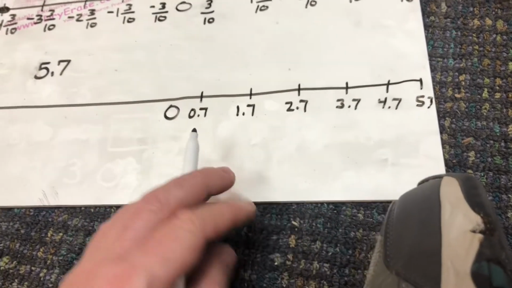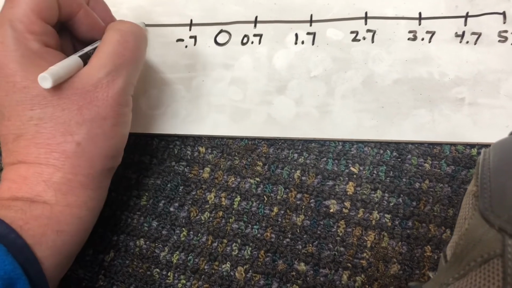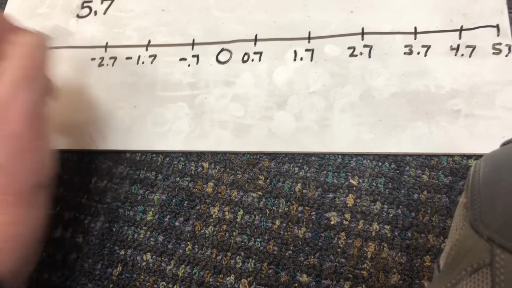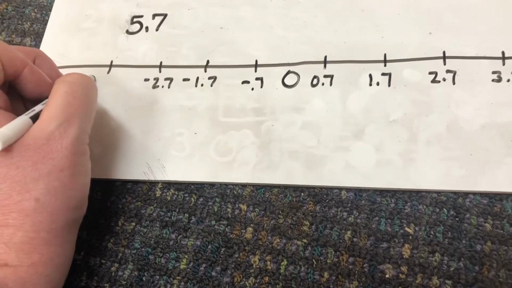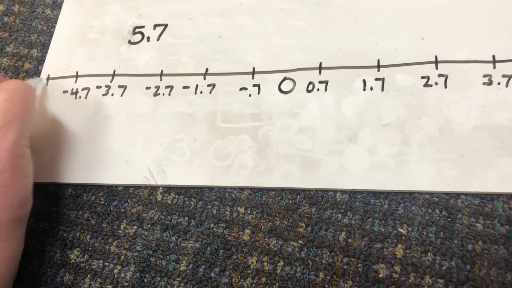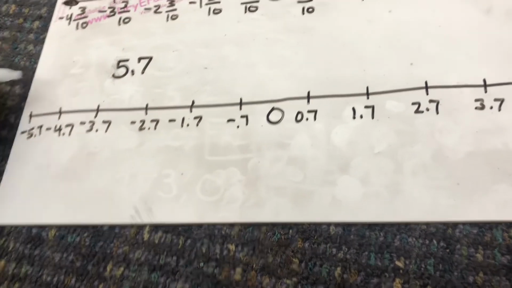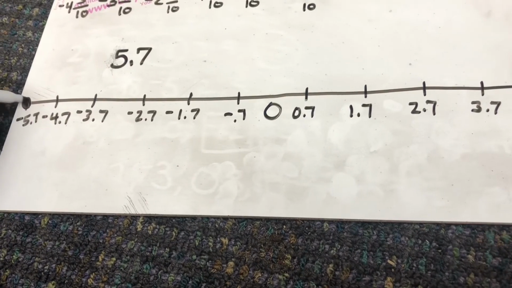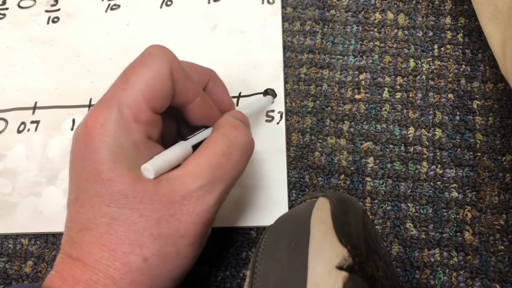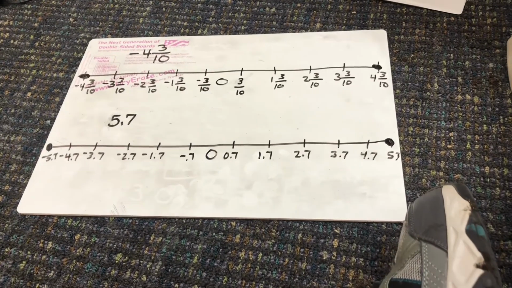5 and 7/10. Then I'll do the same thing here with the negatives: negative 7/10, negative 1 and 7/10, negative 2 and 7/10, negative 3 and 7/10, negative 4 and 7/10, negative 5 and 7/10. The opposite of 5.7 is negative 5.7, and then I just have 5.7 there. All right, that's graphing the number and its opposite, lesson 8.3a.